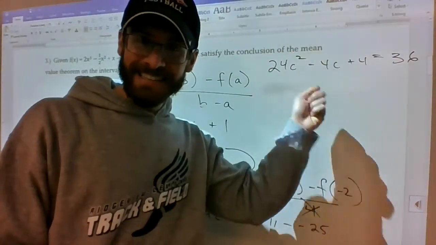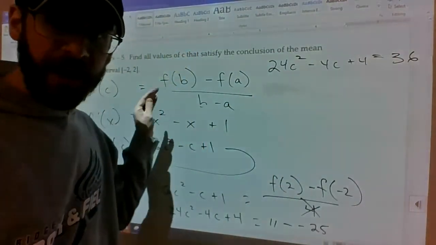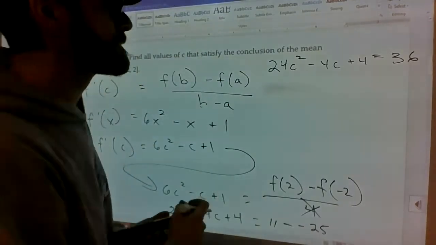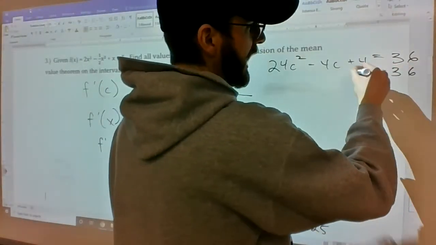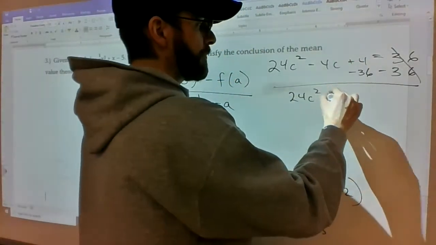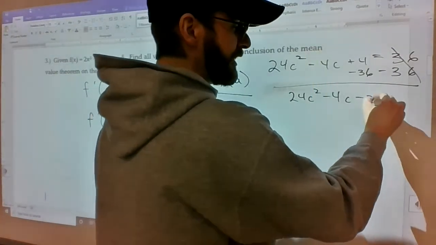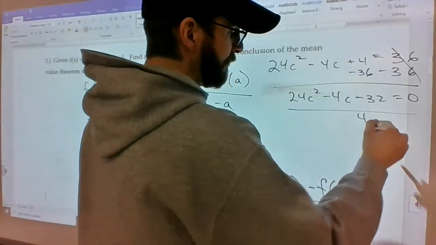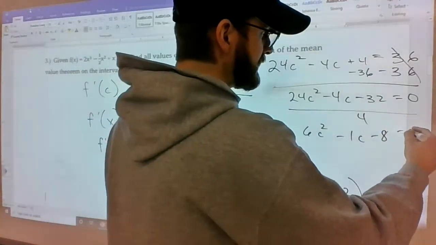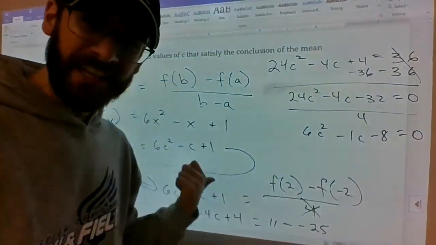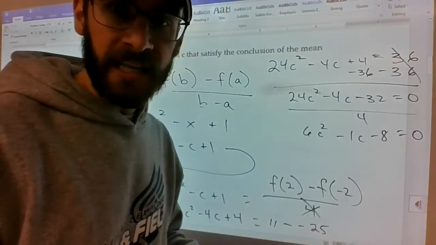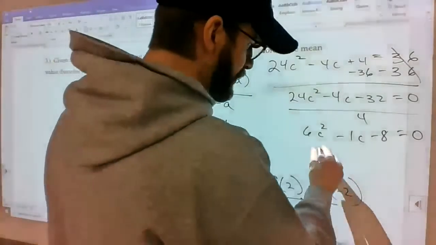This will tell us the exact value in which the average rate of change of this function from here equals the instantaneous rate of change of that function. Sorry, not average value, average rate of change. All right, so 24c squared minus 4c minus 32 equals 0. I'm going to divide everything by 4 just to make them easier numbers. 6c squared minus 1c minus 8 equals 0. I don't believe this is factorable. I can't think of two numbers that are 1 apart that multiply to give you negative 48. So we have to use the quadratic formula.